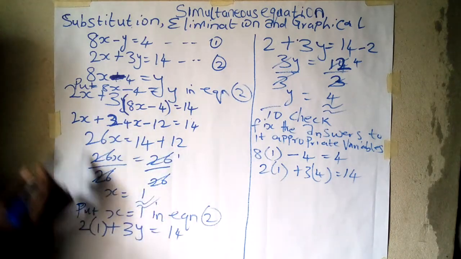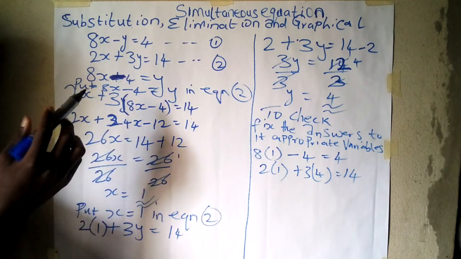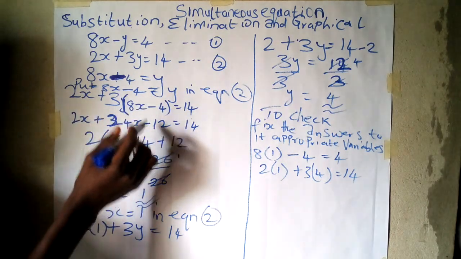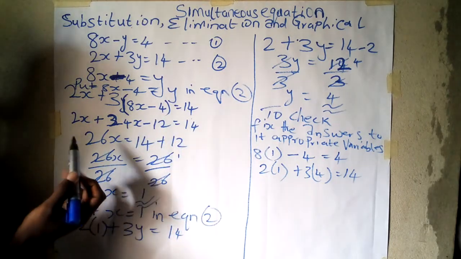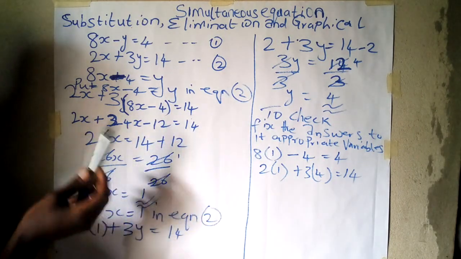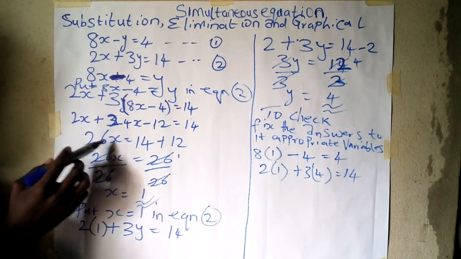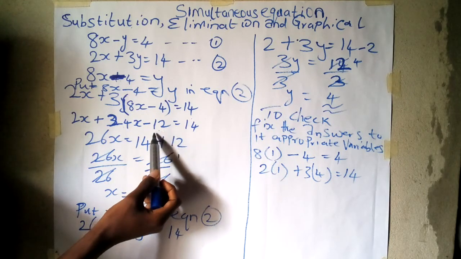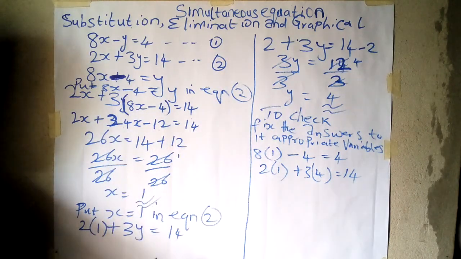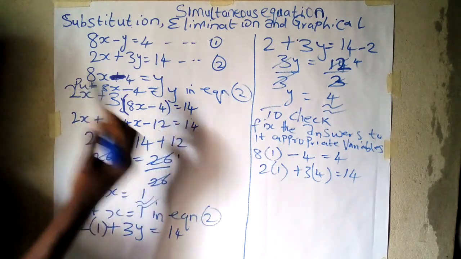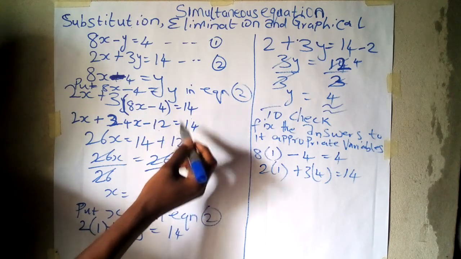And then you simplify. 2x plus 3 times 8x is 24x. And 3 times minus 4 is minus 12, is equal to 14. And then you collect like terms here. 2x plus 24x is equal to 26x. Minus 12 will cross the equality sign since it is in like terms with 14, which does not have any variable attached to it. Minus 12 crosses the equality sign and becomes positive.